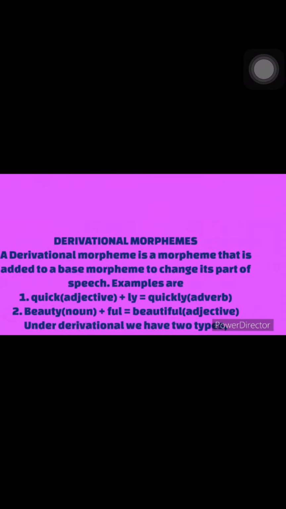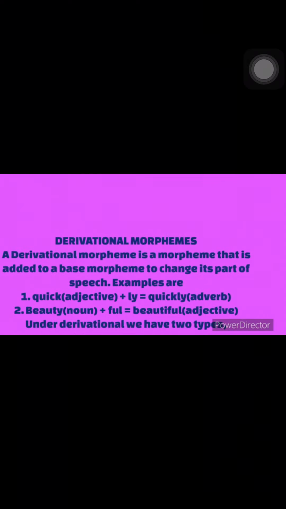Okay, students. Now, a derivational morpheme is a morpheme that is added to a base morpheme to change its part of speech or its word class. An example is quick. Quick is an adjective, plus ly, it will be quickly, and quickly is an adverb. Another is beauty. We all know that beauty is a noun, plus ful, it will be beautiful. That's an adjective. So that's a typical example of derivational morpheme.